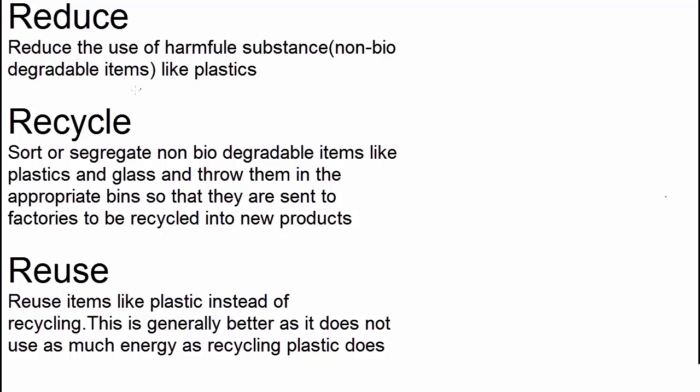Next, you have the reduce. Basically this means reducing use of any sort of plastic item. It is usually said that you should carry a jute bag instead of a polythene bag, that's plastic, because to recycle plastic, people often burn it to get other materials from it, and that produces CO2, which is a greenhouse gas, and it's quite harmful. So yeah, that's about it.